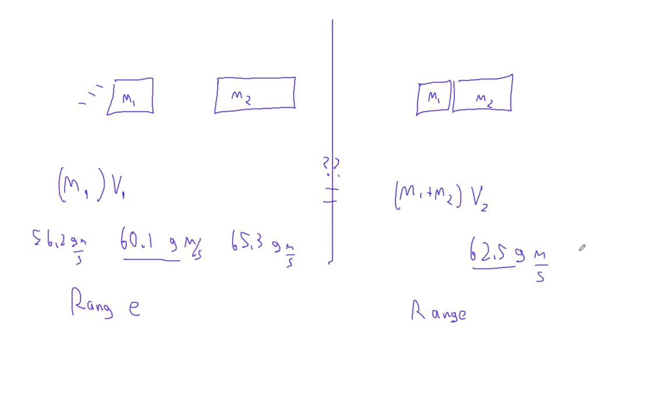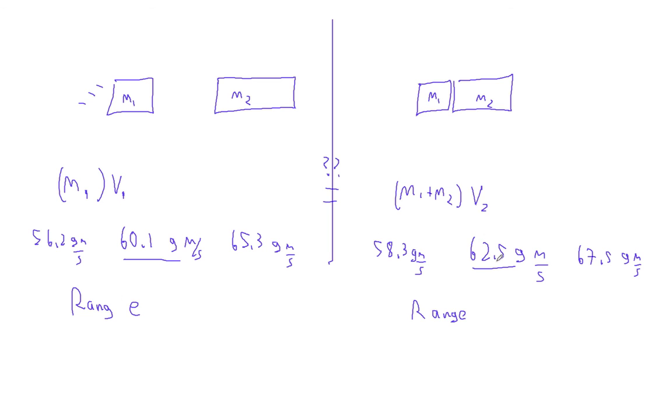So 67.5 could be the highest it could be, and maybe 58.3 gram meters per second would be the lowest. Clearly these ranges overlap, and we can also look at examples of ranges that don't overlap. That's the question: if you calculate the momentum before and the range of what the momentum could be, I'll show you how to do that. That's what this lab is about. The question is, does it overlap?